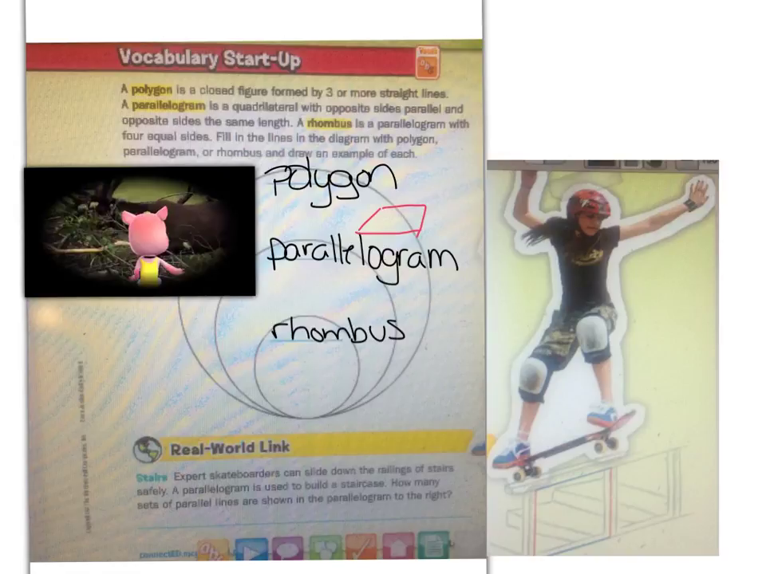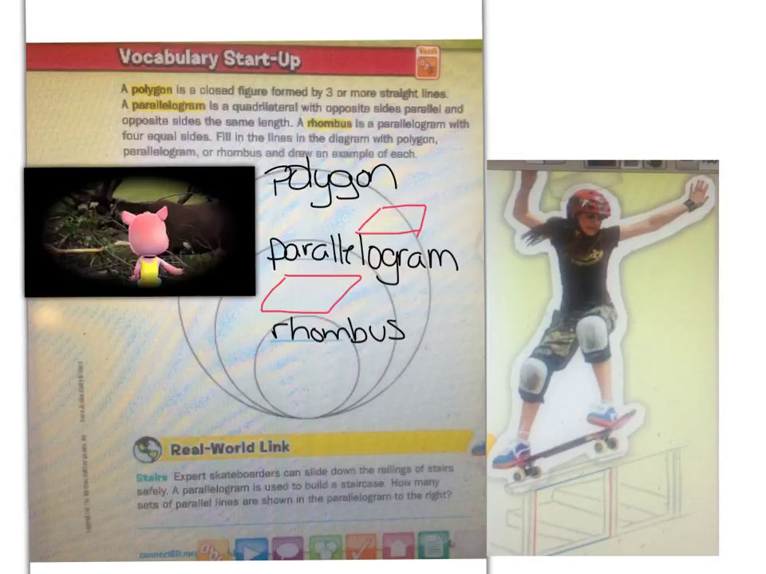A parallelogram, however, must have the opposite sides parallel and the same length. So I'm going to do my best to draw what really looks to be a parallelogram. That's a parallelogram. A parallelogram is always a polygon, but a polygon is not always a parallelogram.